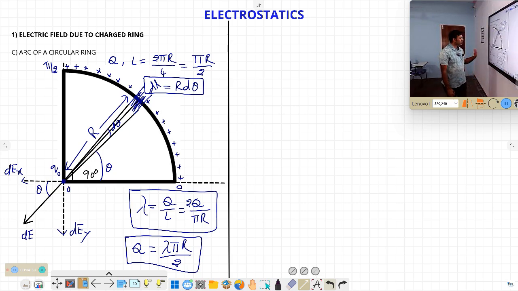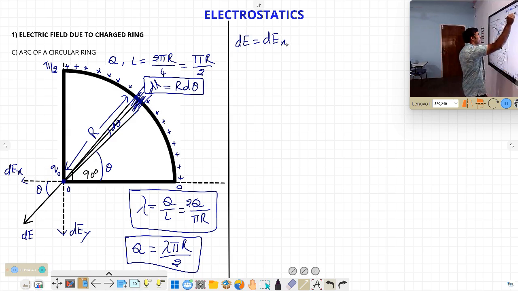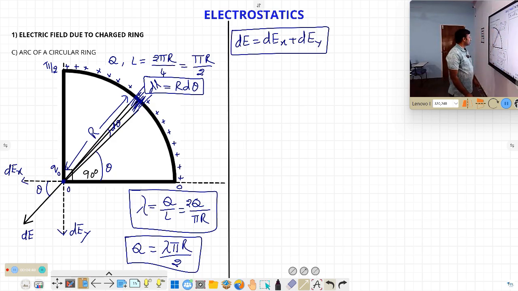So in this case, to calculate the electric field intensity along the x-axis, you take the components. dE is nothing but the dEx component plus the dEy component. This is the way you have to take it first. So what is the electric field along the x-axis?